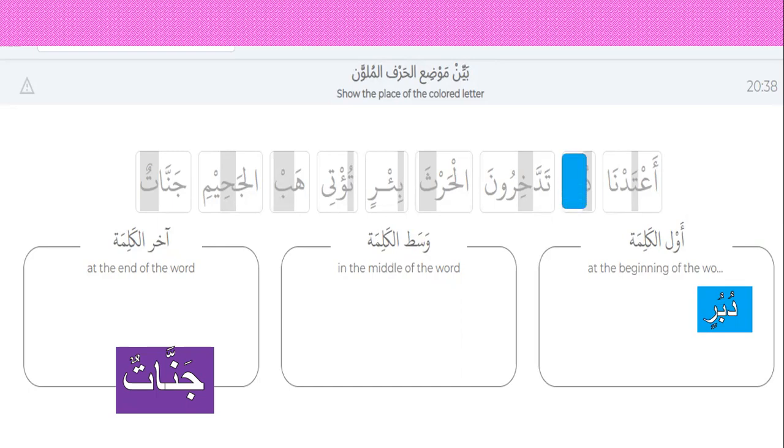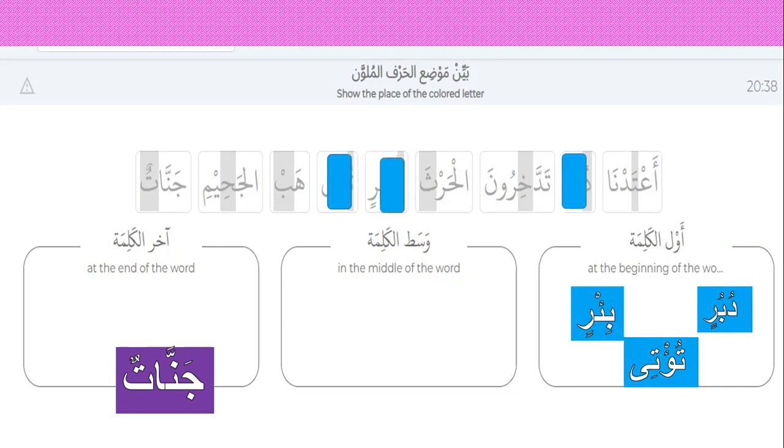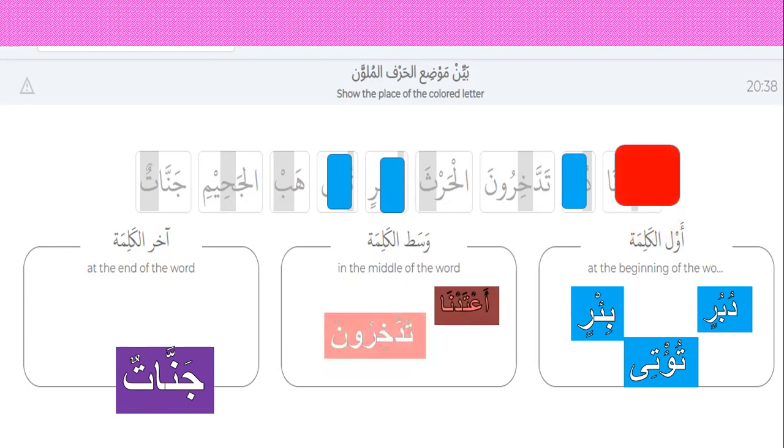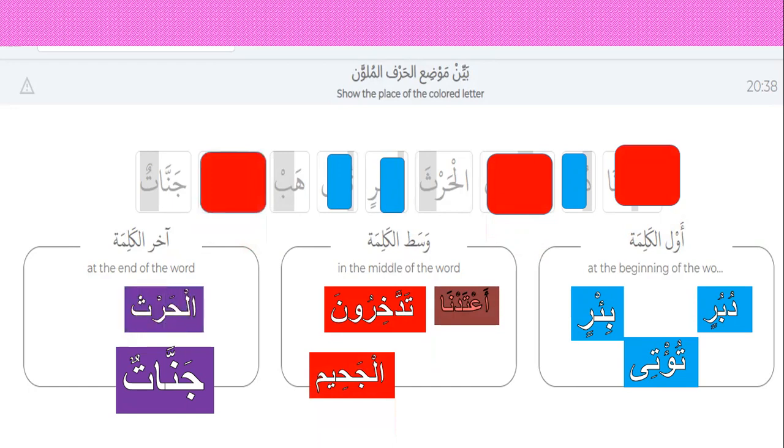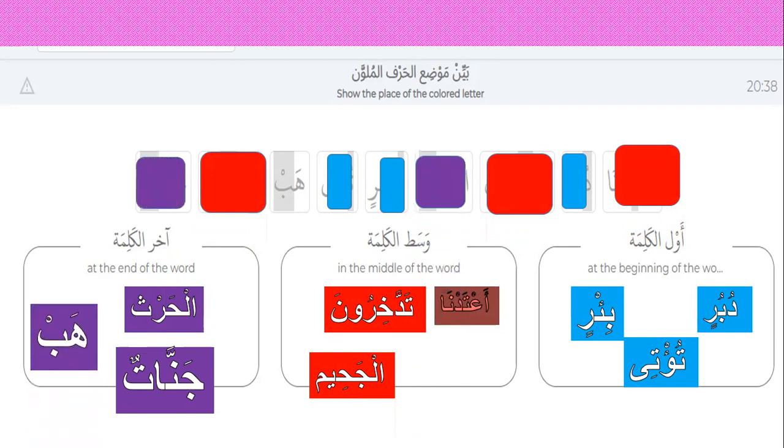Duburin and بئرين. Yes. Which one in the middle? تدعتدنا. Yes. تدخرون. Yes. And الجحيم. Which one at the end? الحرث. هب. جنات. Yes.